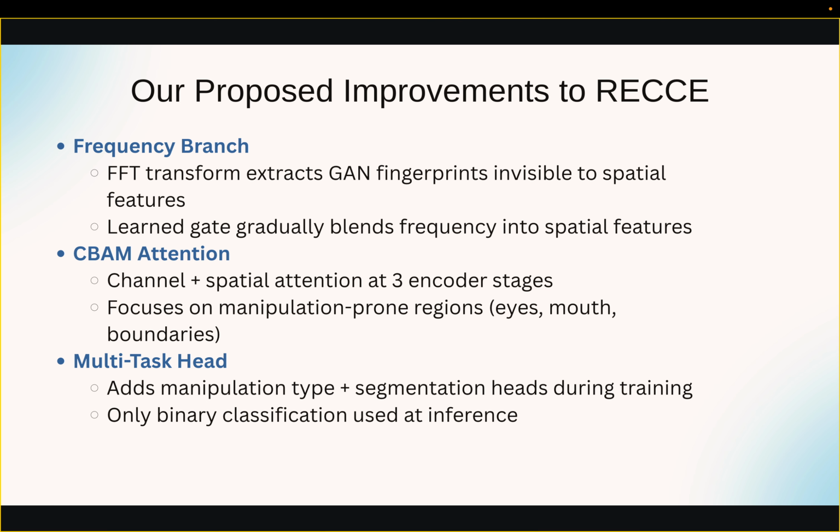So moving to our proposed improvements, we proposed three additions to our ECCE. First, a frequency branch using the FFT, the fast Fourier transform, to extract GAN fingerprints invisible in the spatial domain, fused through a learned gate. Second, the CBAM attention, channel and spatial attention at three encoder stages to focus on manipulation-prone regions like eyes and mouth. Third is a multitask head, adding manipulation type and segmentation heads during training to force feature learning, while keeping only binary classification at inference.